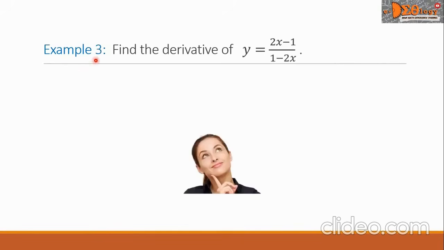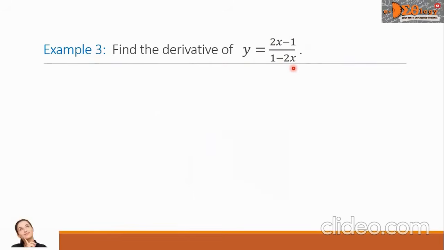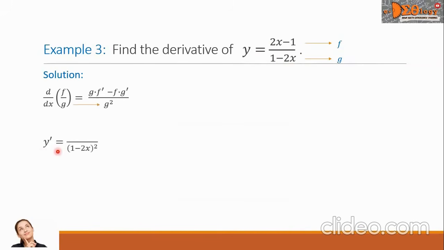Let us have example 3. Find the derivative of the function y equals 2x minus 1 all over 1 minus 2x. For our solution, let us write again the quotient rule. Let us assign the f to be the numerator and the g the denominator. Our y prime now is equal to, the denominator is the square of g. So we have 1 minus 2x, and this quantity is squared.